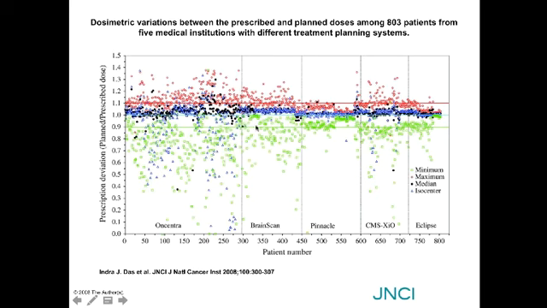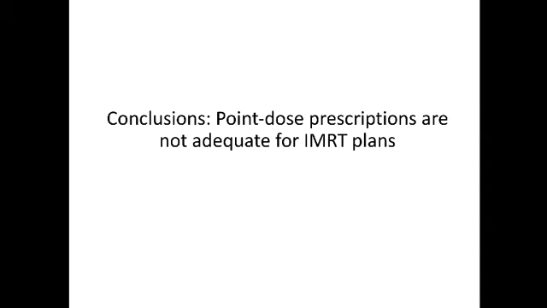You'll see different metrics here, minimum dose, maximum, median dose. And you'll see especially with the minimum dose, it varies a lot depending on what system you're using. The median dose, the black dots, they're a little less variable, although there is still quite a bit of variability. So the final conclusion then of these considerations, point dose prescriptions are really not adequate, and especially for IMRT plans.